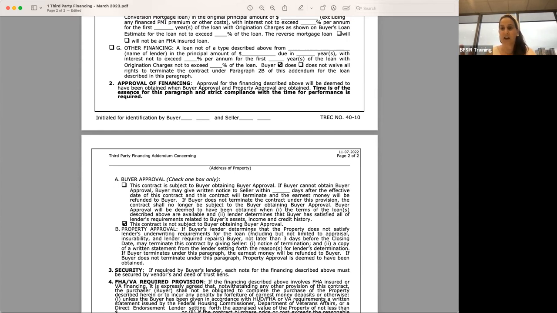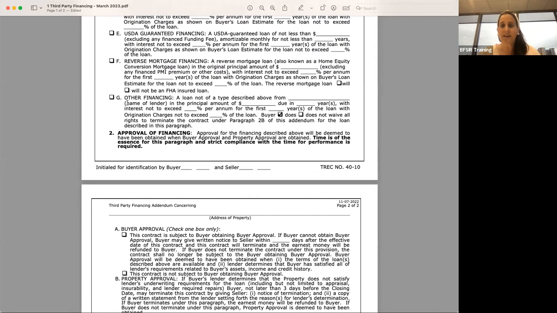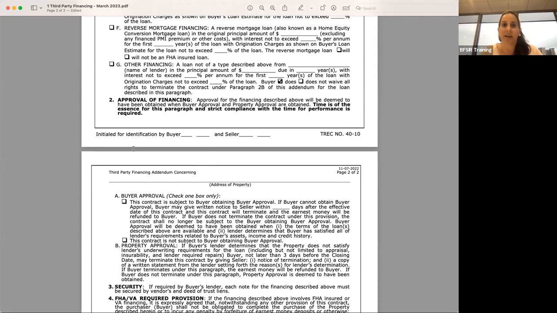If this is not clear, guys, we can spend as much time on it as possible because we have agents that have been in the business forever that still are confused about these contingencies. So paragraph 1 is basically saying this is the type of loan we're getting. Paragraph 2 is where the actual contingencies are put into place.